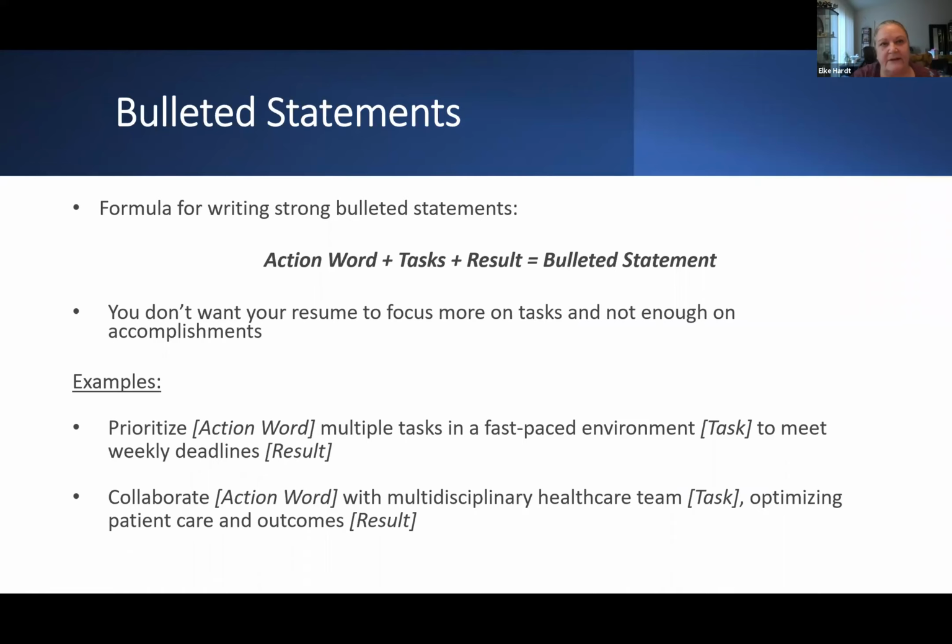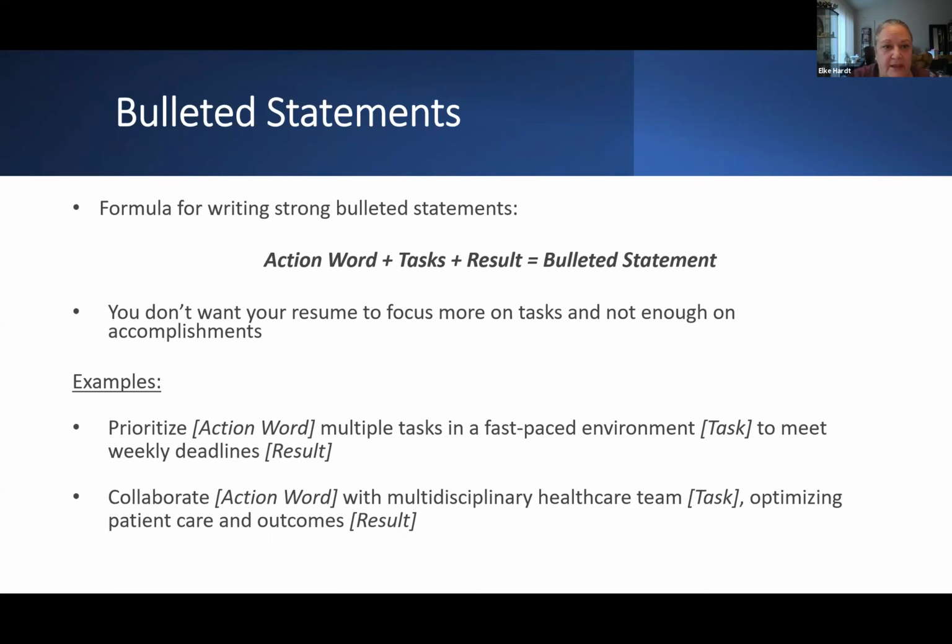Wanted to spend a little bit of time talking about those bulleted statements or the job descriptions, which I've stated in the last session can sometimes be a challenge for people to write, because you're trying to say as much as possible with as few words as possible. So one way to think about formatting that statement is with this formula that somebody came up with, where you're using an action word plus the tasks that you performed, plus the result.